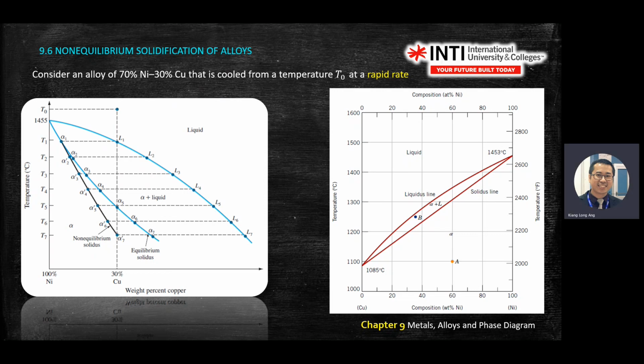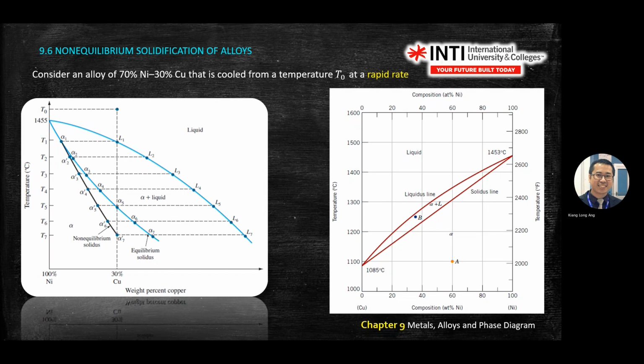Then identify the states: on the right-hand side diagram, liquid is on the top and solid at the bottom. In the middle, alpha means solid alpha, and alpha plus liquid is the mixed region. Then on the left-hand side, liquid is on the top, and you see the equilibrium and non-equilibrium lines. The blue line is the equilibrium solidus, which we covered in example 1.3 in the previous lecture. But today, if the temperature is cooled down at a more rapid rate, meaning a faster rate, it will follow this black line. So we have a non-equilibrium solidus.